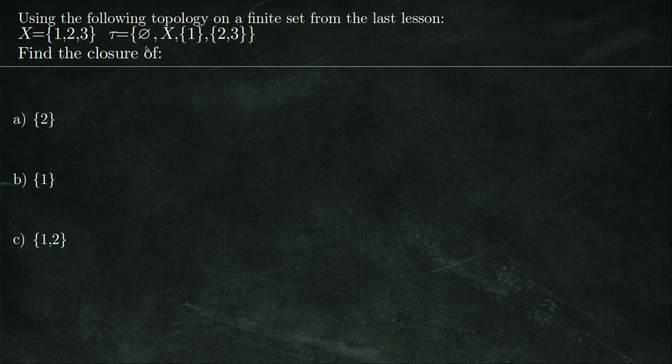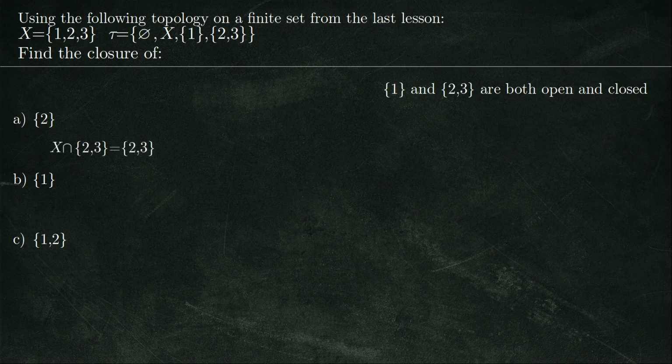We've got quite a lot of examples in this video. So our first example, we're going to use the example topology on a finite set from last lesson. We're going to look at the closure of these subsets. So, quick thing to note is that both sets {1} and {2, 3} are both open because they're in the topology, and closed because their complement is in the topology. So, for the first one, let's look at all the closed sets containing 2. Well, these are X and {2, 3}. So we intersect those and we get {2, 3}.